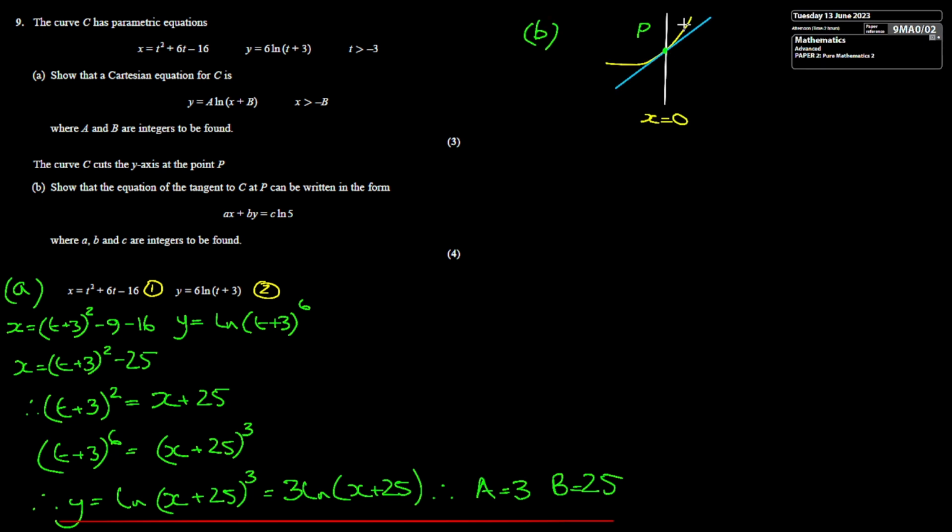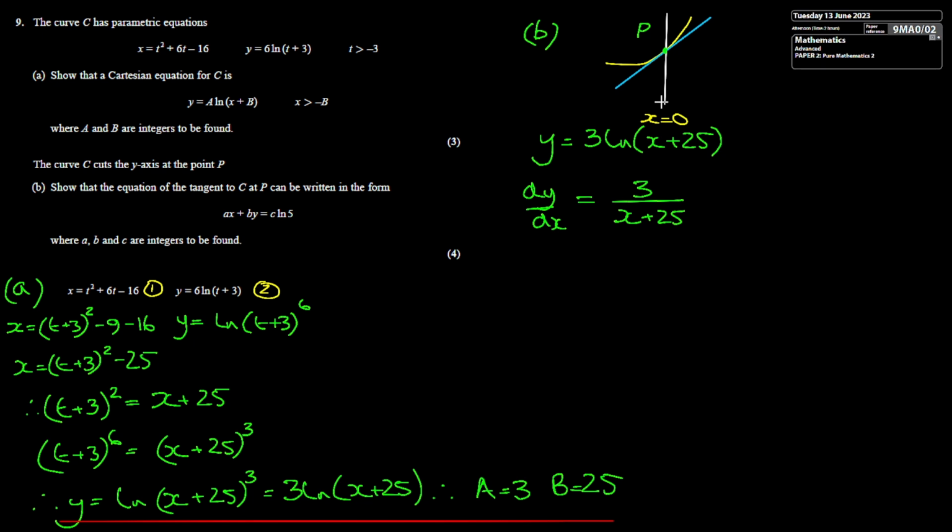So in part B, we've been asked to find the tangent to the curve at the point that it crosses the y-axis. So this is the point where x is equal to 0. And to get to the equation of that tangent, we have to go via the gradient of our curve. So having got the Cartesian equation, we can differentiate, find the gradient, and then form an equation of this straight line. So dy/dx, the differential of this log function will be 1 over (x plus 25). So this is equal to 3 over (x plus 25).